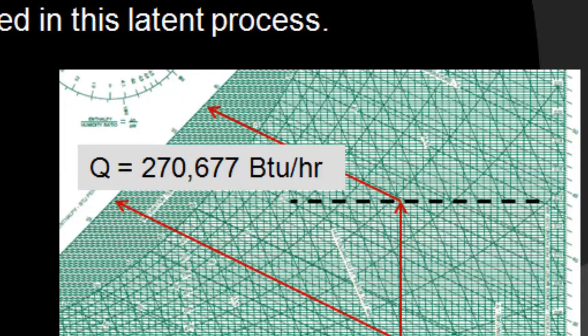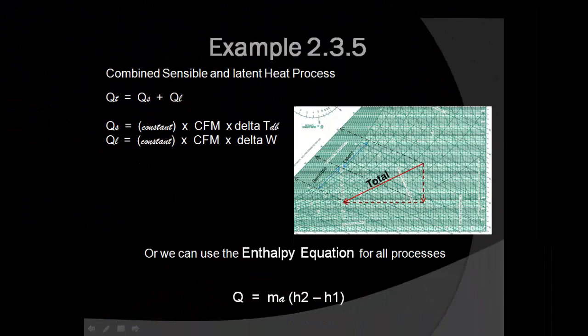270,677 BTUs per hour. This is example 2.3.5, combined sensible and latent heat process.